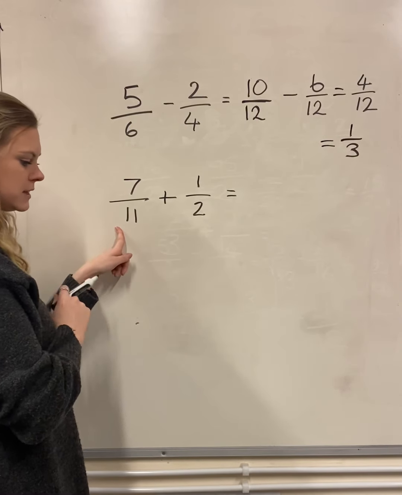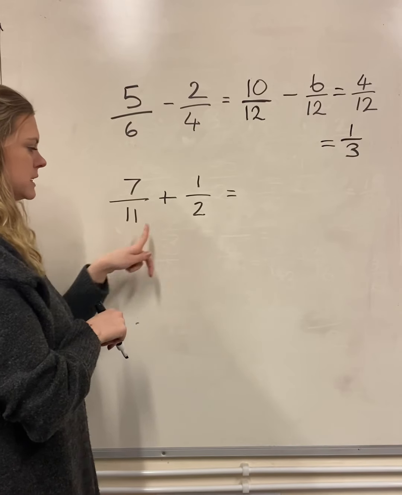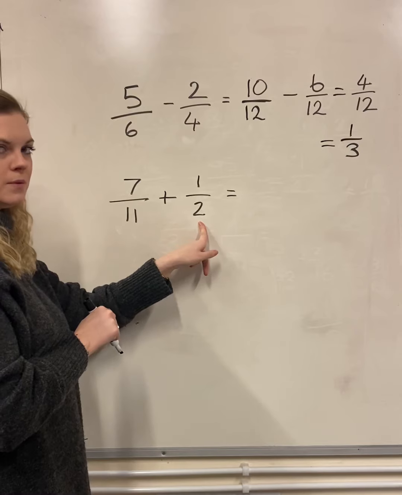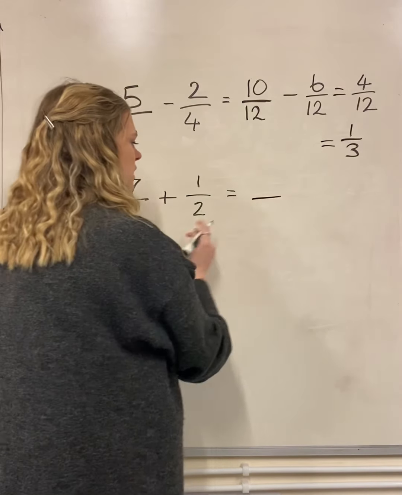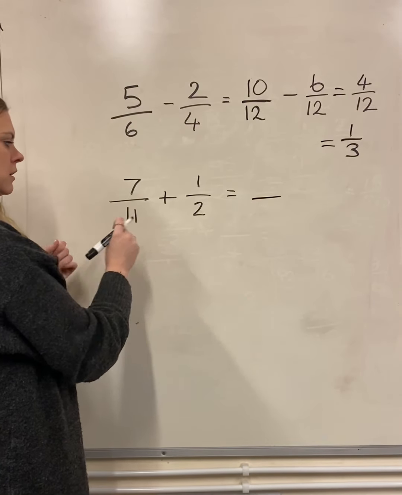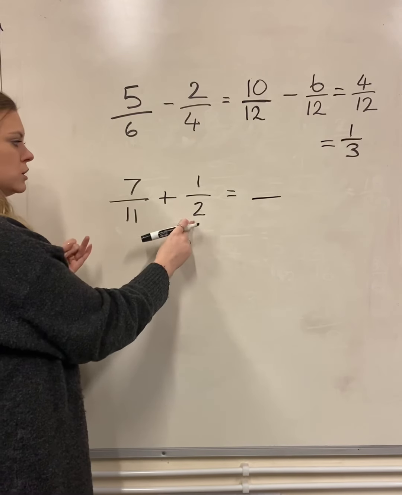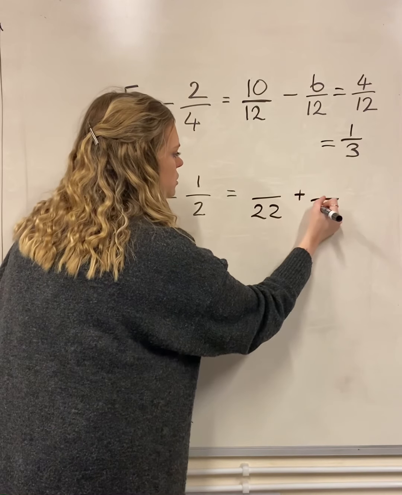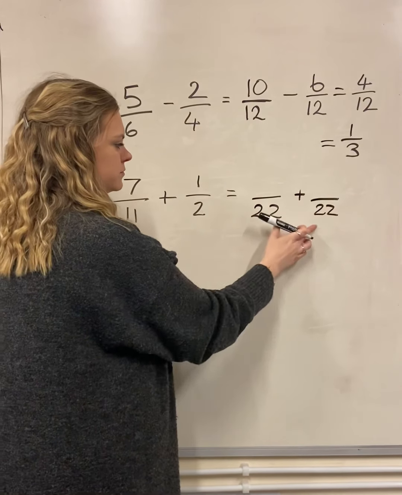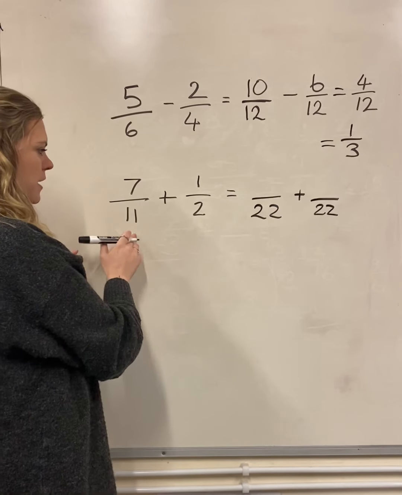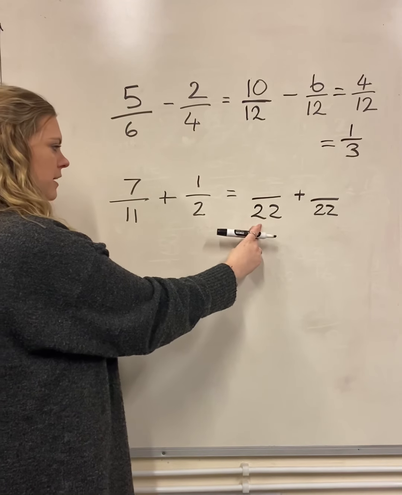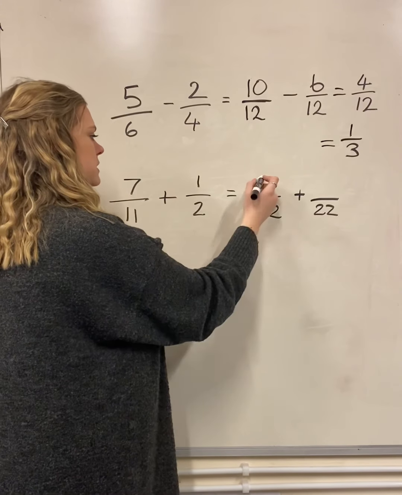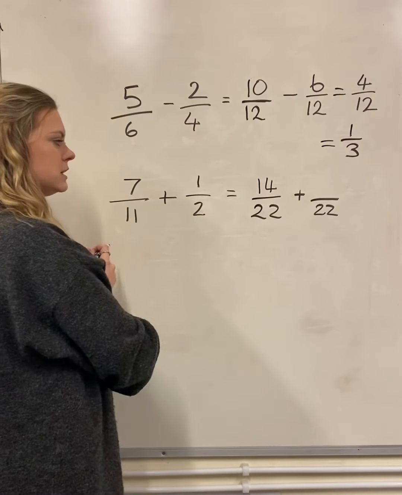So let's have a look at this one. What is my lowest common multiple of 11 and 2? So think of the 11 times table, 11, 22. 2 also goes into 22. So I'm going to choose 22 as my denominators. So how have I got from 11 to 22? I've times it by 2, so I'm going to times the top by 2. 7 times 2 is 14.